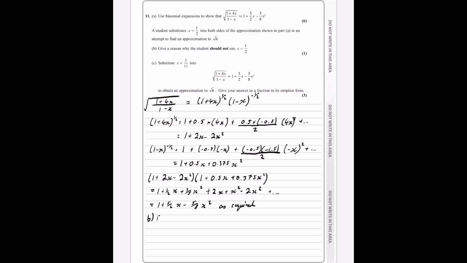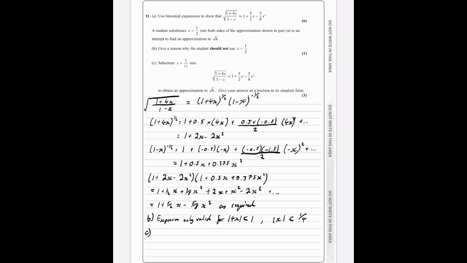Both expansions will be valid when the modulus of the coefficient times x is less than 1. So for the right hand one, that's just going to be when x is less than 1, but we also need it to be true for both. So I'm going to look at the one where 4x, modulo 4x has to be less than 1. That gives me modulo x being less than a quarter. And obviously if it's less than a quarter, it's going to be less than 1, so it's going to work for both expansions.